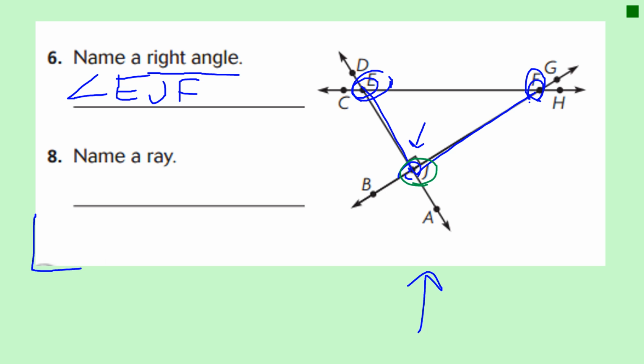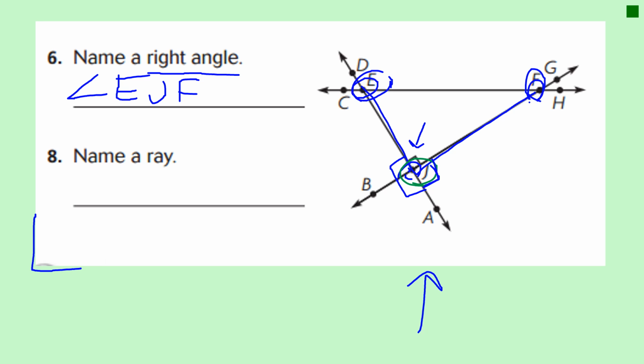Now there are other right angles. Well, I don't want to draw all over this, but that's a right angle, that's a right angle, that's a right angle. There are 4 right angles you had to choose from in this figure.